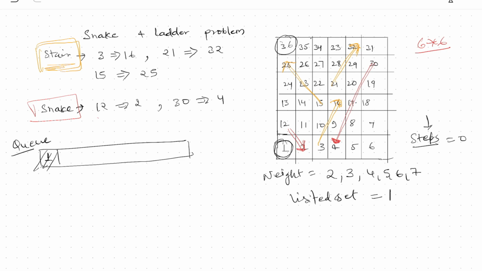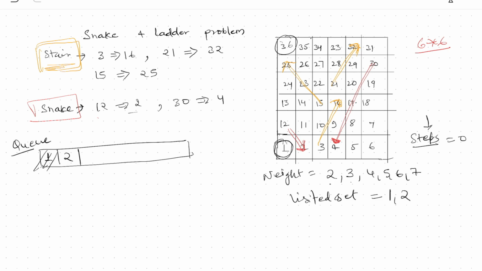Now when I am taking the 1 out, I will check its neighbors. First is 2. I will check 2. Is it a part of my stairs or snake? No, there is no mapping available. There is a downwards mapping, so I need not consider it. From where it starts and goes, I have to consider that. So I will put 2 inside it and the visited array will have 2.